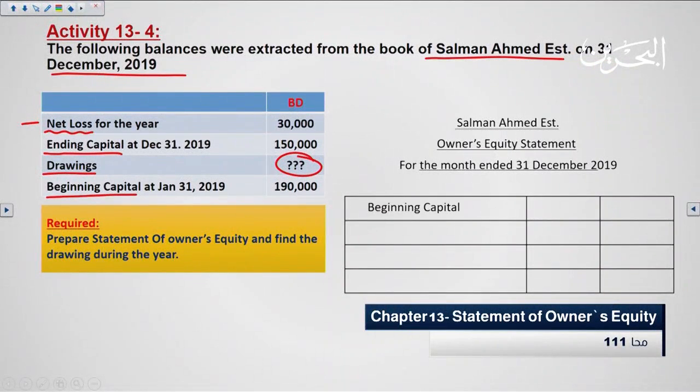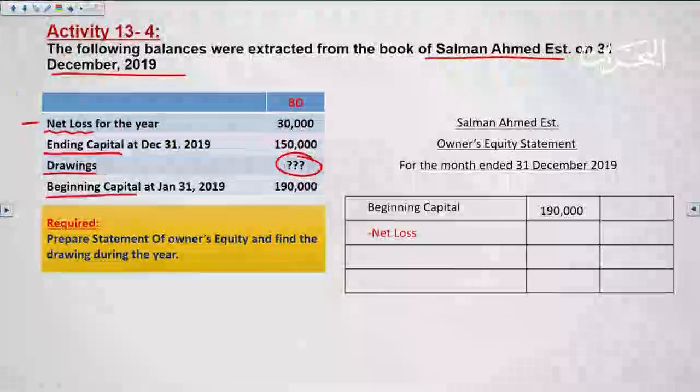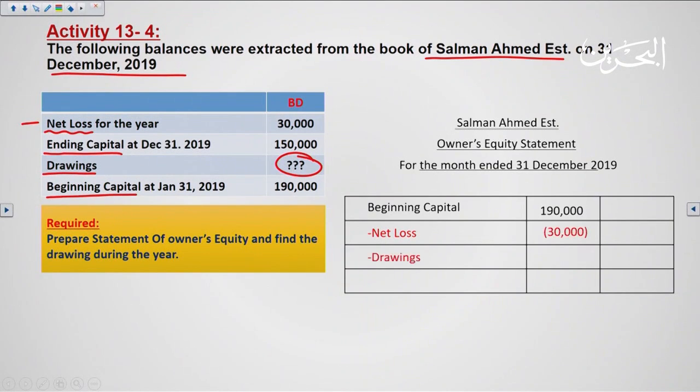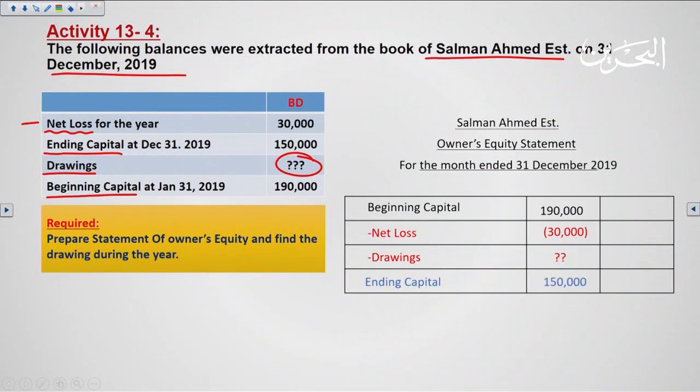First, I will write down the beginning capital, which is 190,000 BD. Then I will write down the net loss because unfortunately here we don't have any investment that will increase our capital, but we have only net loss. And I write it here with the minus because it is going to decrease the capital. It is equal 30,000 BD. And we have the drawings, which is also going to decrease the capital. And this figure is missing. We will find out how we will calculate it now. Then they give us the ending capital, which is equal 150,000 BD.